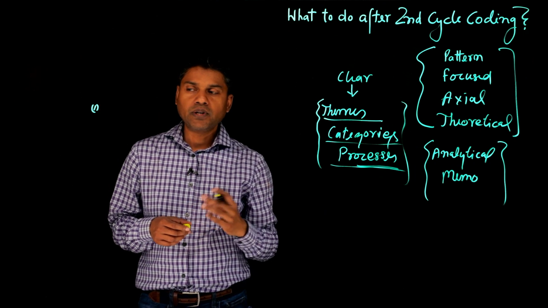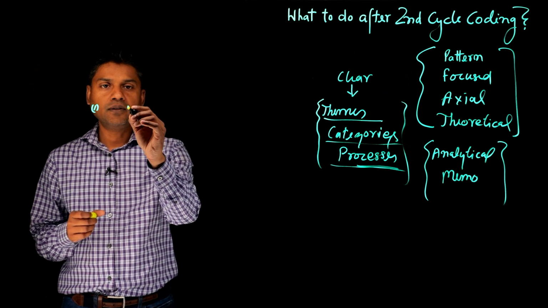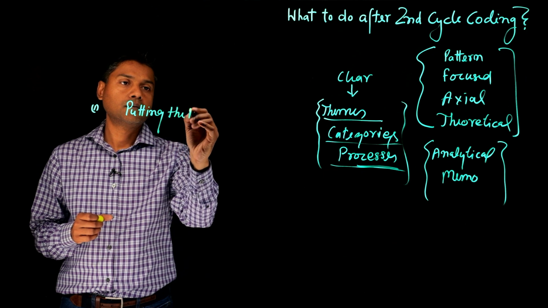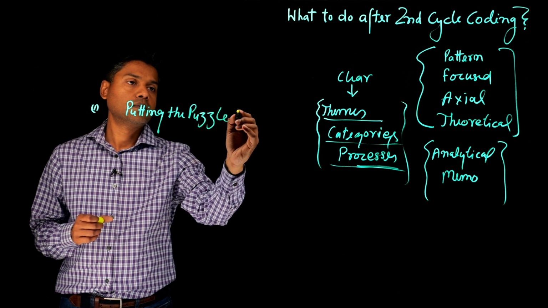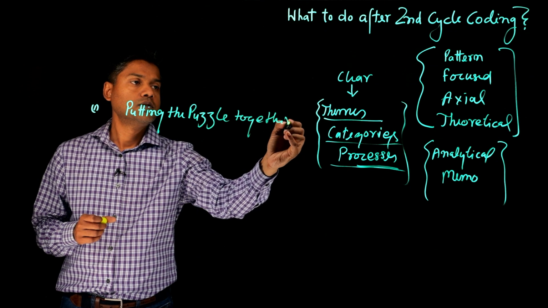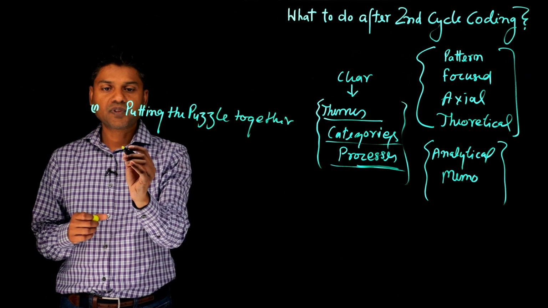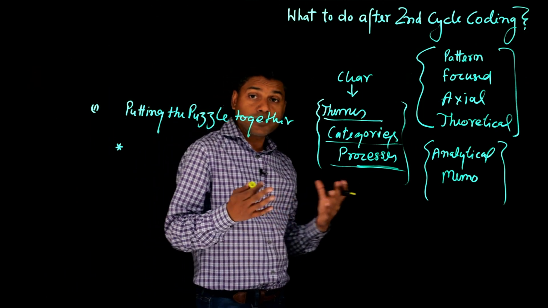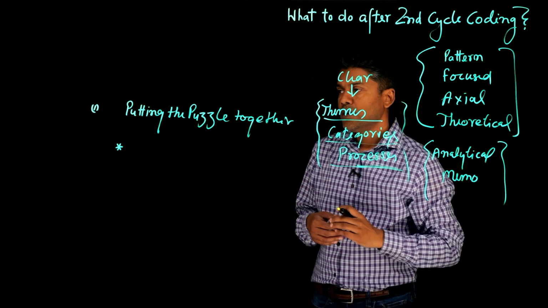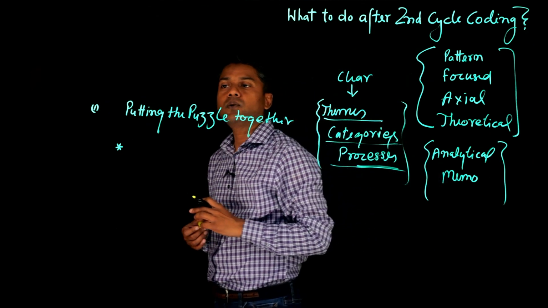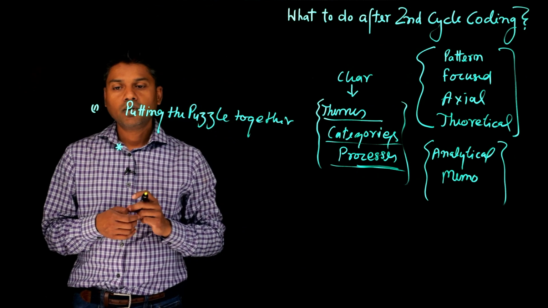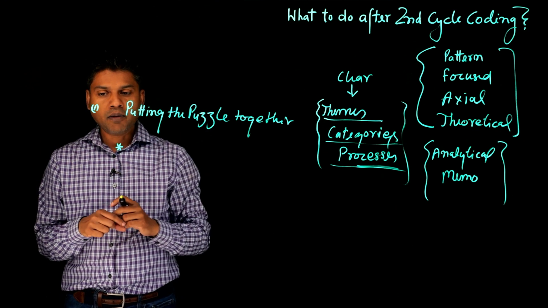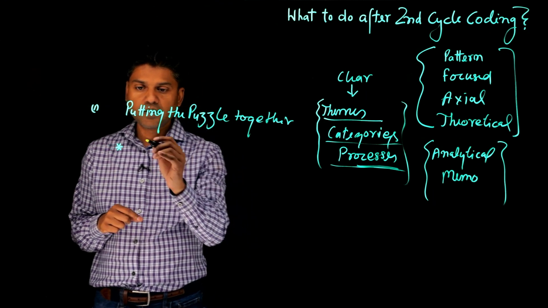The one approach I recommend, and I learned it from doing research, I call it putting the puzzle together. So in this strategy, what I do is, first of all, you have your categories and your focused codes, second cycle codes, and maybe some major codes from your initial codings. So the first step is write your codes on a piece of paper, and maybe just print it on a piece of paper.